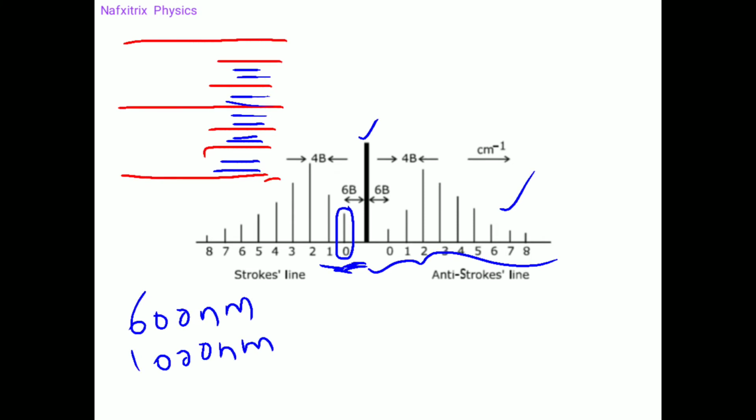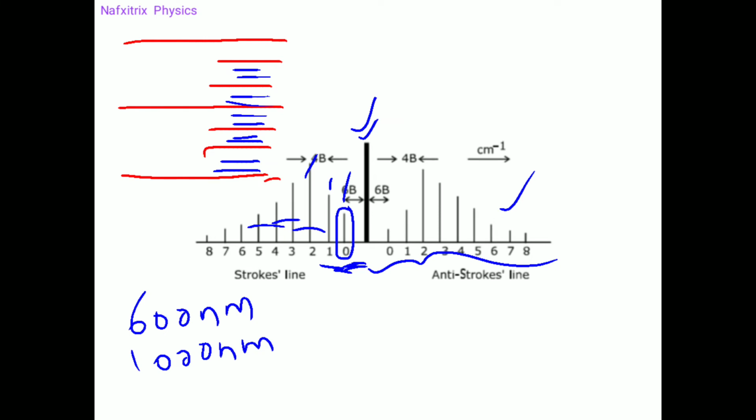So this is the important point we need to keep in mind. The spacing between the Rayleigh line and the first or 0th Stokes line is 6b. Then that 0th and the next consecutive Stokes line is 4b, and the next consecutive line is 4b. That means if you add 4b, 4b like that, we get the other Stokes lines.